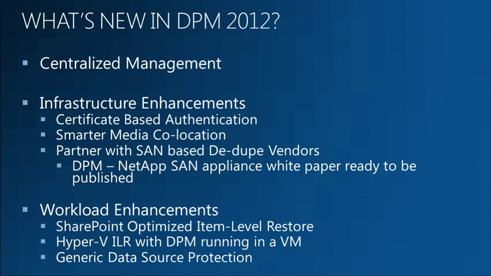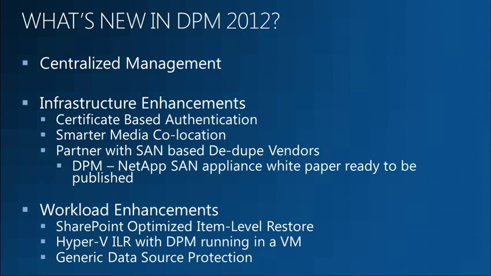And for those people who are using DPM for tape-based backups, we have much more intelligent co-location. So this is going to help you have better economies of scale when it comes to tape, because we can put more backups onto a single tape. So that's a key feature that we have done. Lastly, we are also partnering with a bunch of DDoS vendors. One such example is NetApp, and you'll see a white paper that will come out to say how you can use DPM in conjunction with NetApp DDoS pipelines.